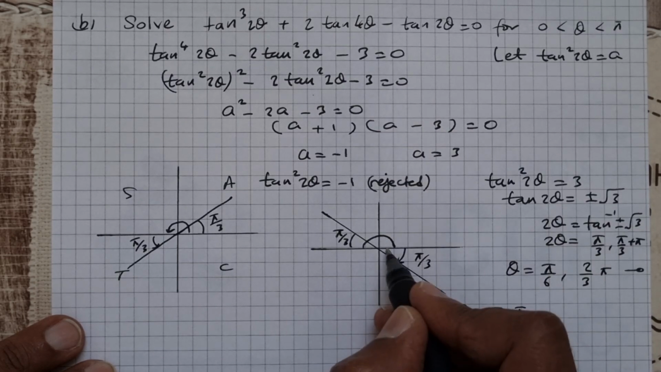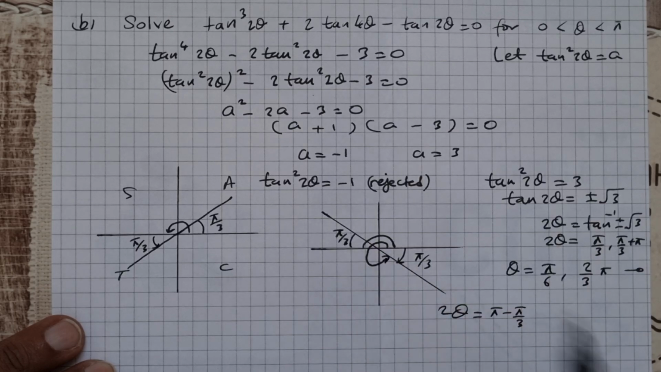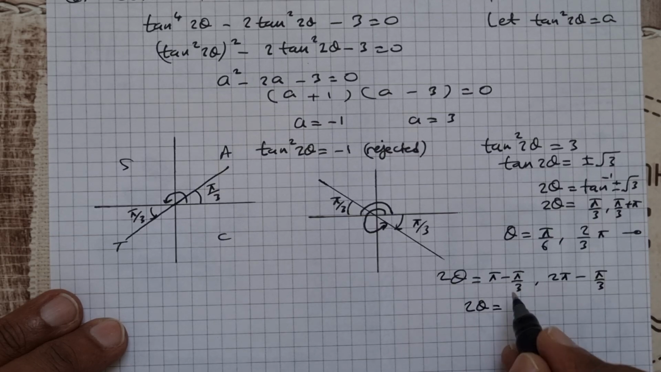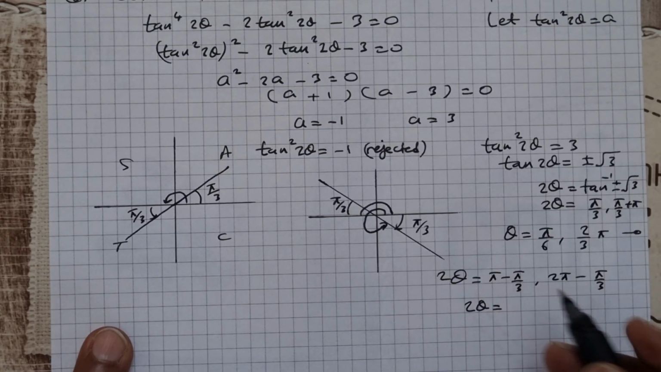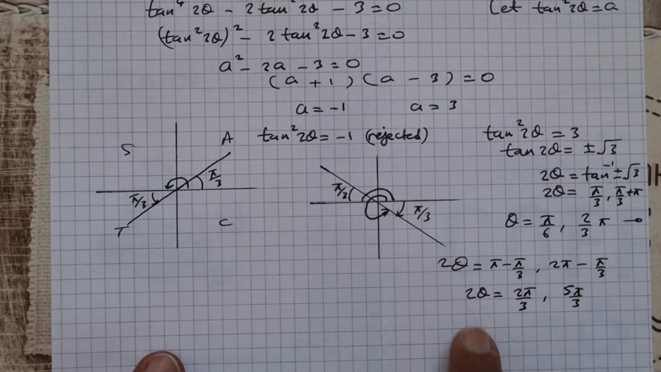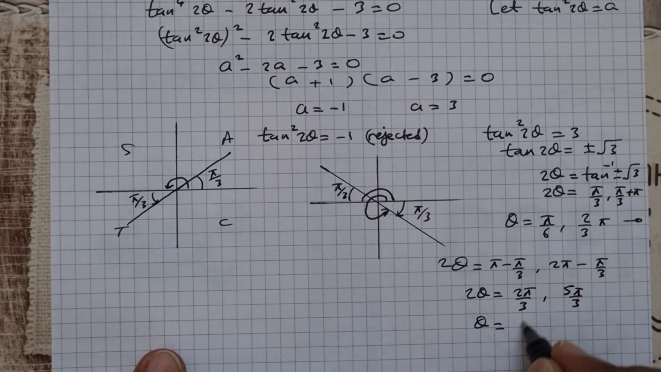The next angle is here, so I'm going to take this one and come all the way here, so that's 2 pi. So then I got 2 pi minus pi over 3. And if I were to do so, I'm going to get 2 theta is equal to 3 pi minus pi is 2 pi, so I got 2 pi over 3. Then 2 pi times 3 is 6 pi, minus pi is 5 pi, so I got 5 pi over 3. And if I divide both of these by 2 on both sides, I'm going to get theta is equal to 2/3 pi divided by 2 is 1/3 pi, which is pi over 3. And then 5 over 3 times pi divided by 2 is 5 over 6 pi.